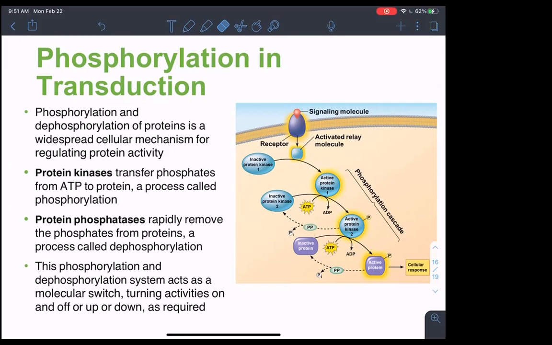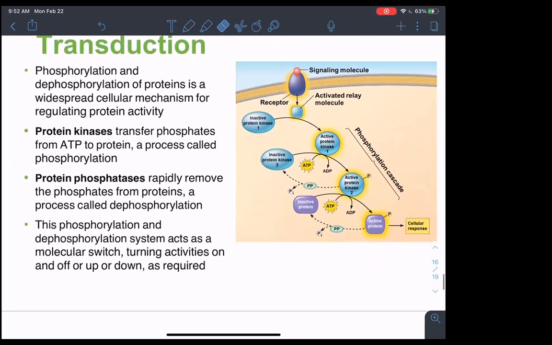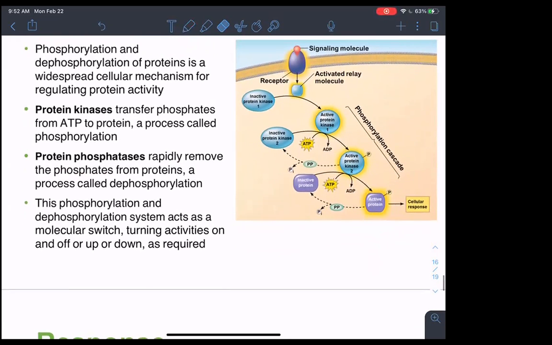Protein phosphatases remove phosphates. So you need to get this right. Kinases put phosphate groups on, they attach phosphates. Protein phosphatases remove them. So that's very, very key. They rapidly remove the phosphates from a protein. So make sure that you have that straight in your head. And that's what dephosphorylation is called.